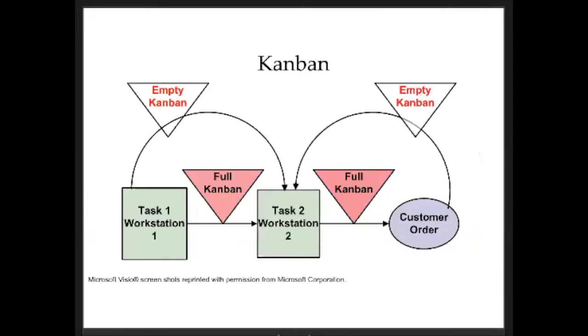We have seen the term Kanban, and we have talked about it in the two-bin inventory system, which is a Kanban system where you are signaling when one of the bins is getting used up, and then you use the second one. It gives a signal that it needs to be replenished.